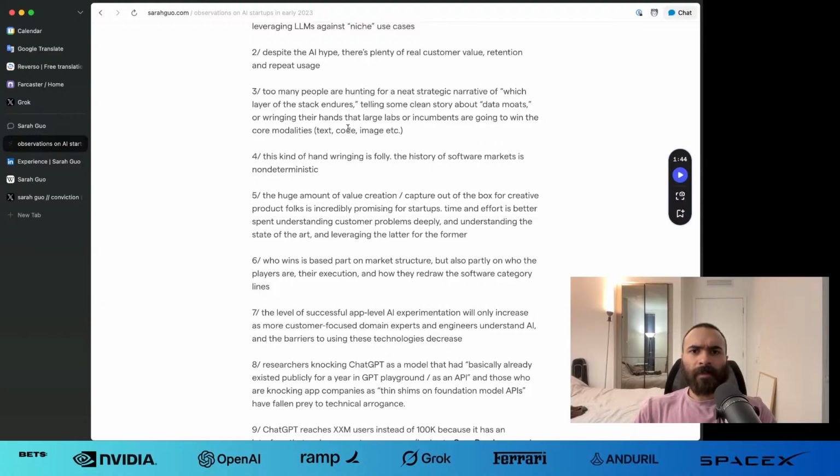Despite the AI hype, there's plenty of real customer value, retention, repeat usage. Too many people are hunting for a neat strategic narrative of which layer of the stack endures, telling some clean story about data moats, or wringing their hands that large labs or incumbents are going to win with core modalities.